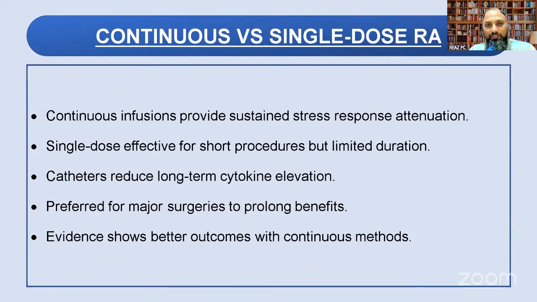If you do a comparison of continuous and single dose regional anesthesia techniques, continuous infusions provide sustained stress response attenuation. Single dose is effective for short procedures but limited in duration, as there may be stress response to surgery in the postoperative period once the block wears off. Catheters reduce long-term cytokine elevation if you can keep the catheters for up to 48 to 72 hours. Continuous infusions are preferred for major surgeries to prolong the benefits, and evidence shows better outcomes with continuous methods of regional anesthesia.